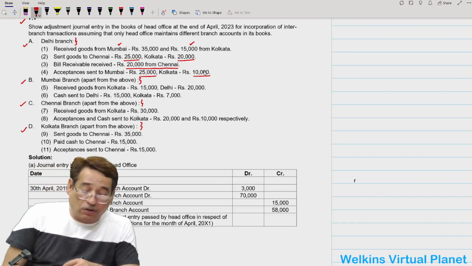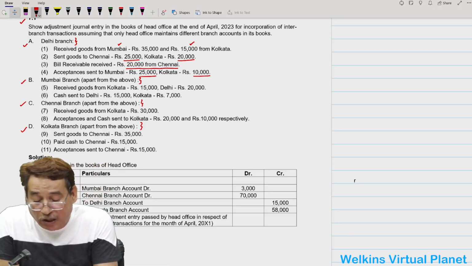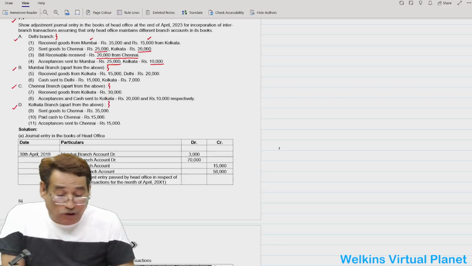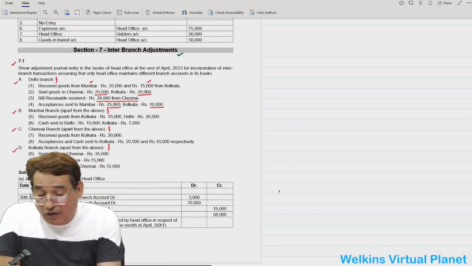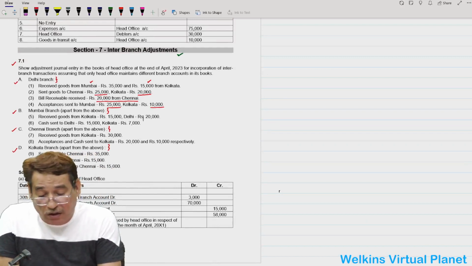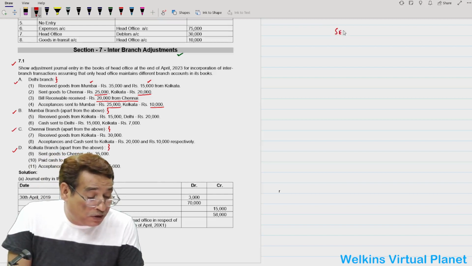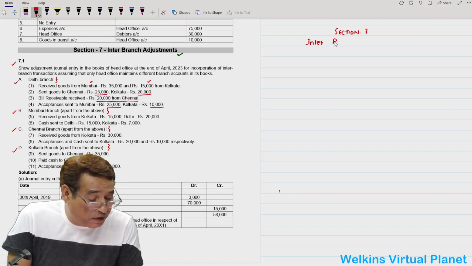So, in order to solve such questions, I would need a little bit of space in this case, so I will have to create the space, correct? And now I will solve this question. This is your section 7. I will write here section 7. And section 7 basically is known as inter-branch adjustments.